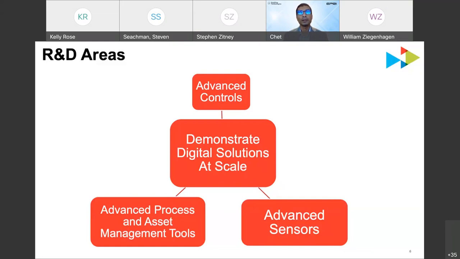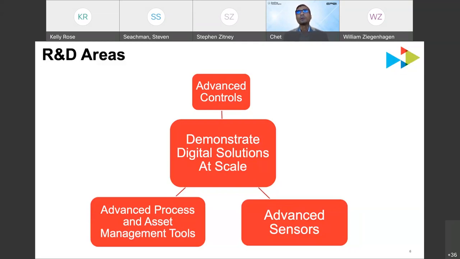So it may be available at one site for a small application, but there may be a champion for that. But once the champion leaves, since it's not integrated throughout the fleet, it is not sustainable. So we want to demonstrate technologies that can be easily integrated with our existing infrastructure. So it should be at scale. It should be demonstration at scale.